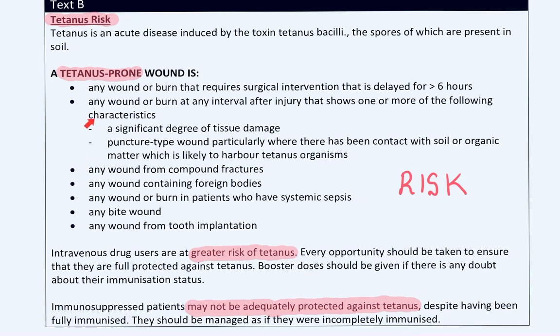So we scan quickly for fractures, and this is fractures. Okay, so we can read from the start. Any wound from compound fractures. All right, what is missing? Compound. Okay.